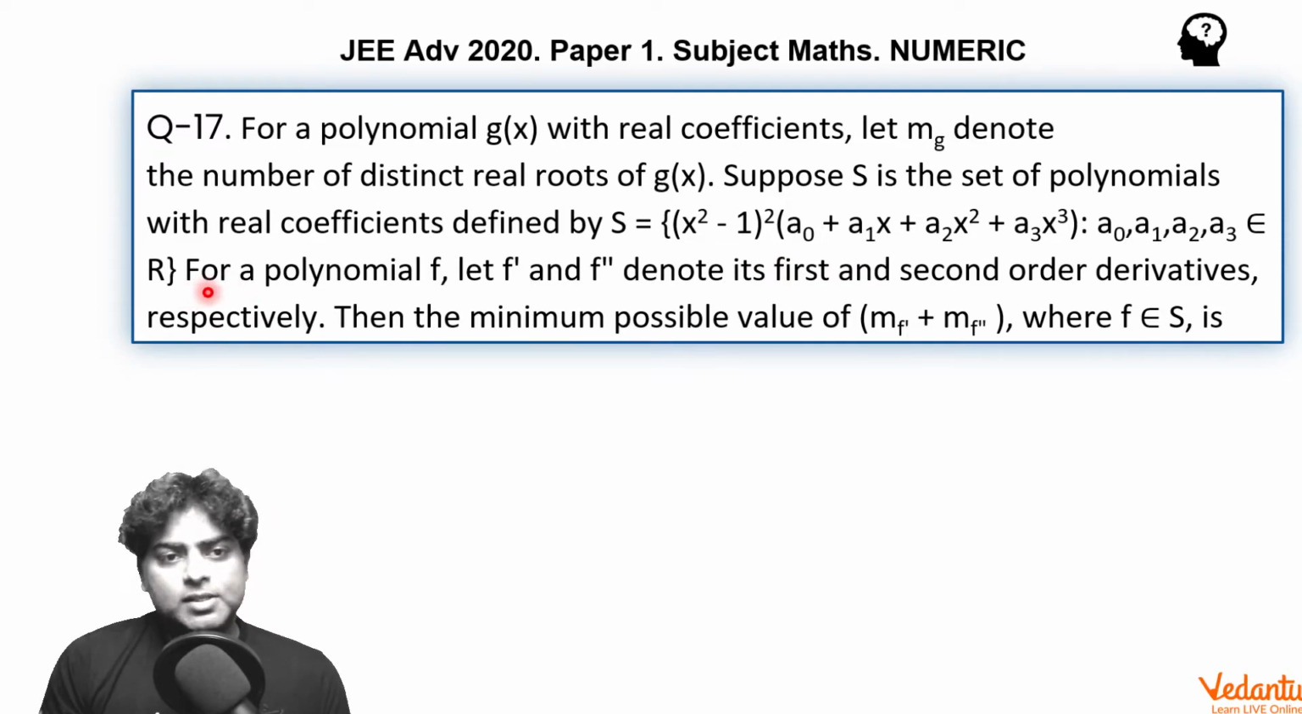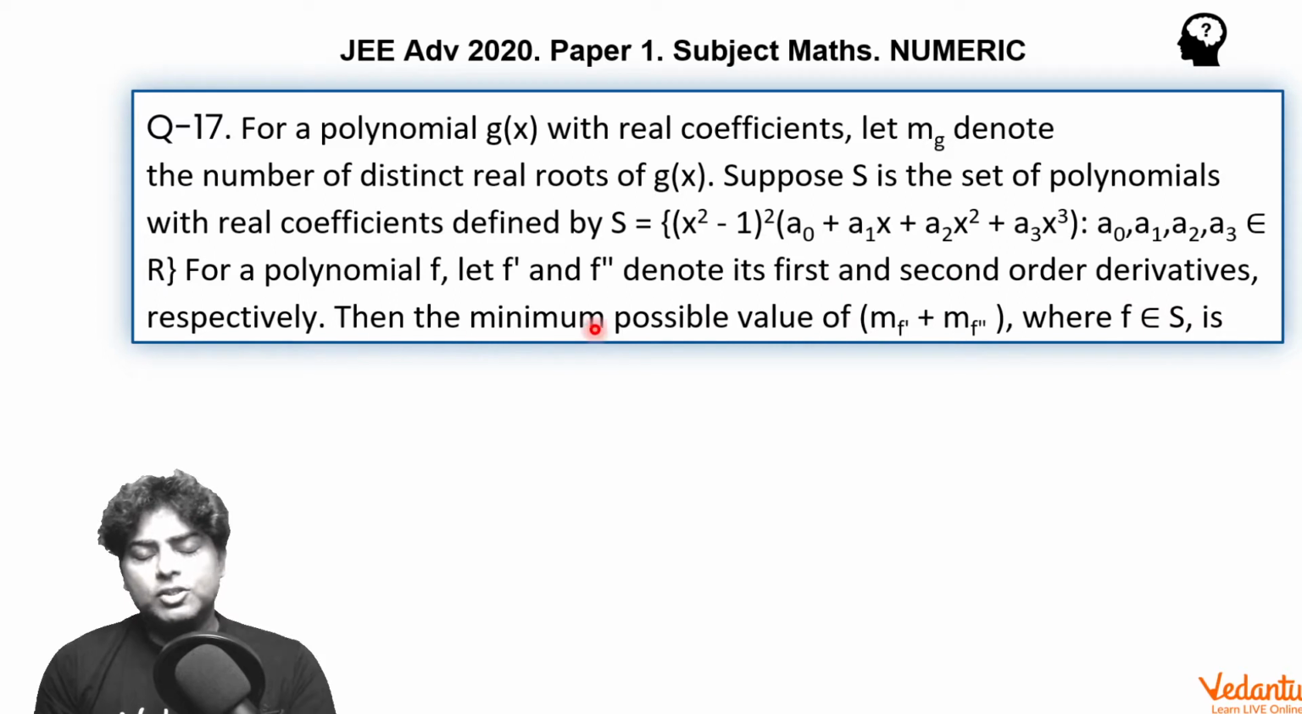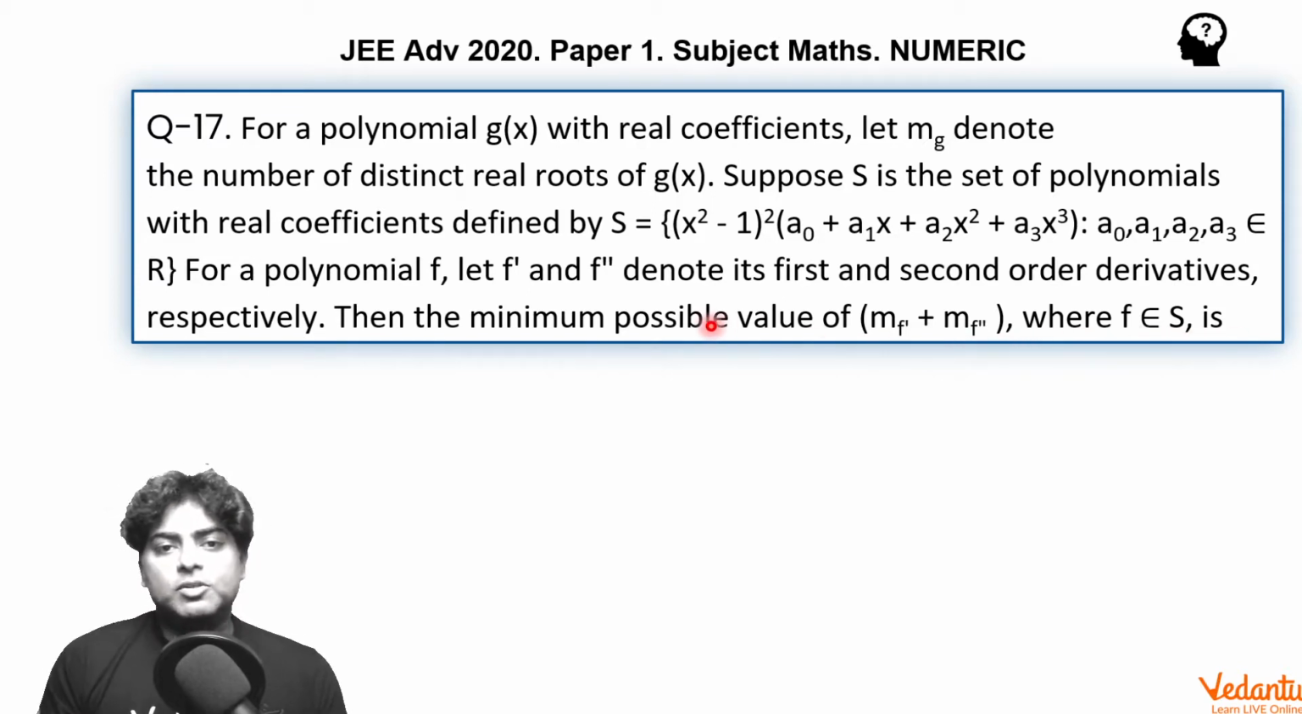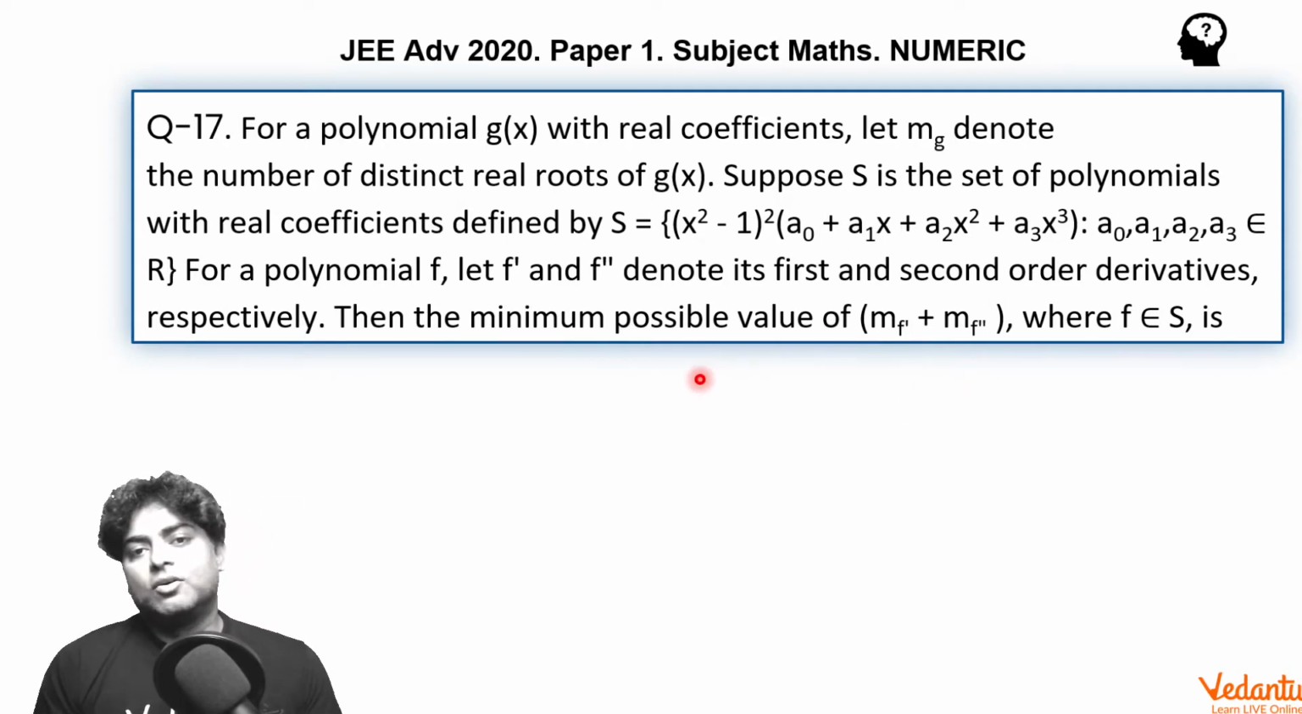as its elements. For a polynomial f, let f dash and f double dash denote its first and second order derivatives, as we usually take, respectively. Then the minimum possible value of m_f dash plus m_f double dash where f belongs to S is. Means we have to ensure the minimum number of distinct real roots of f dash and f double dash.